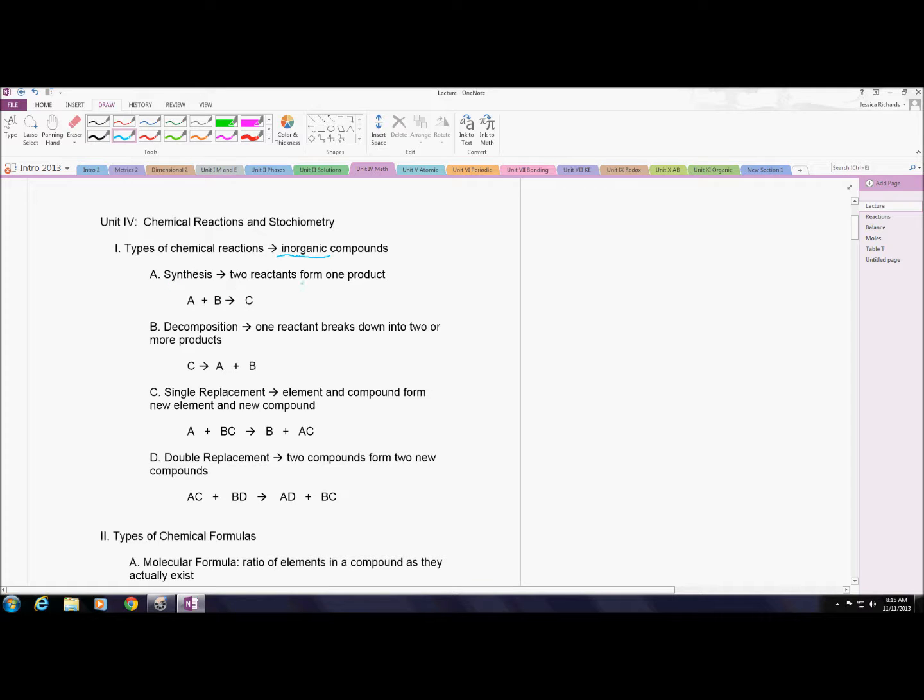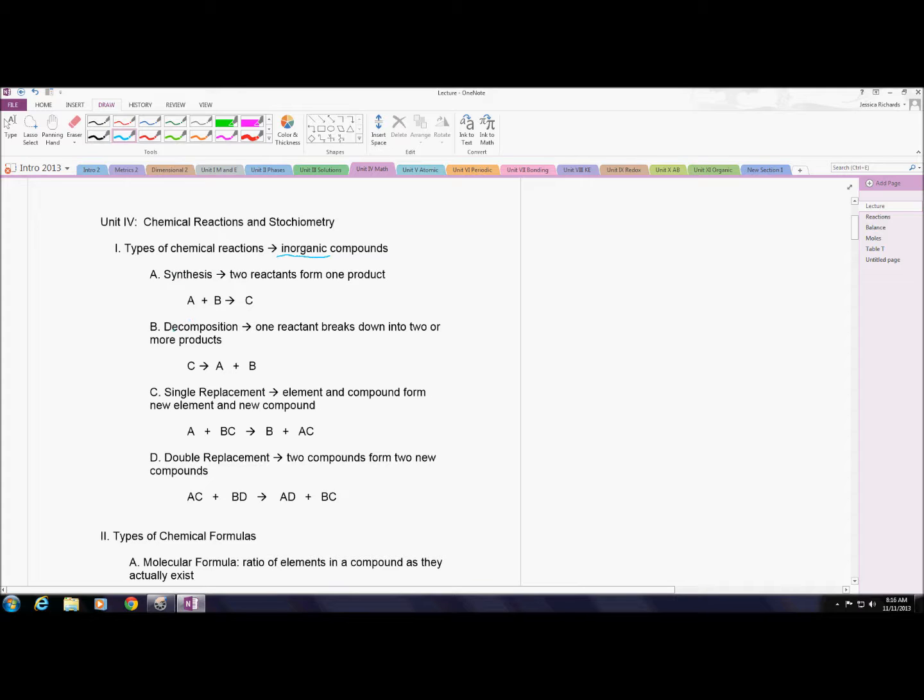We're going to take two small things and put them together to make one product. This is the general formula for it. A plus B yields C. So one part plus another. They could be two elements, they could be two compounds, they could be an element and a compound. But the key is that they join together to make just one product. So two reactants, one product, synthesis.